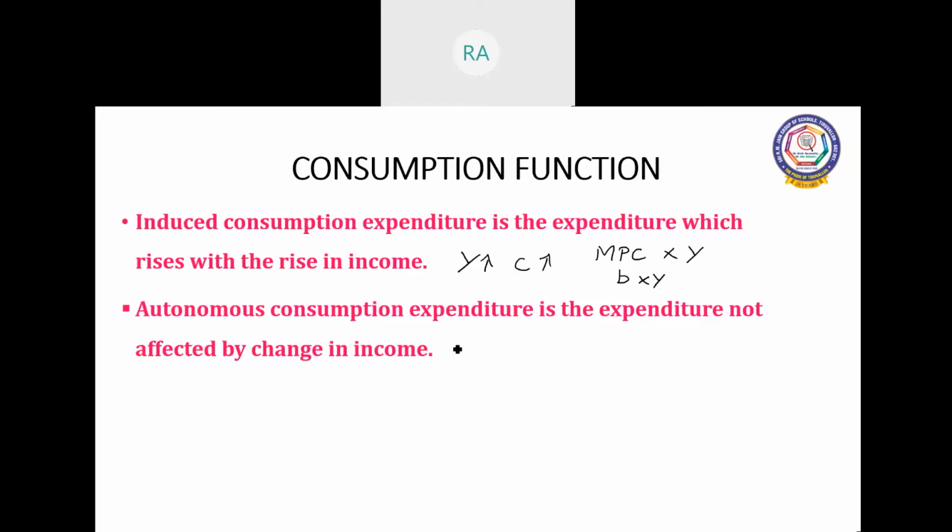Autonomous consumption expenditure is the expenditure not affected by change in income. It is independent. Income does not affect the consumption expenditure. Even at zero level of income, there is some minimum consumption expenditure, and this is denoted by C dash. Autonomous consumption expenditure is not influenced by income, but induced consumption expenditure is influenced by the change in income.